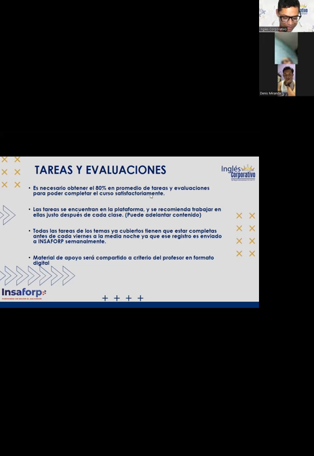Así que yo se los aconsejo, es muy importante esto. También el material de apoyo será compartido a criterio del profesor en formato digital. Un ejemplo muy claro es que, por ejemplo, yo les compartí a través del grupo la presentación que tendremos en esta clase. Eso quiere decir que usted ya tiene el material porque yo se los comparto en el grupo y también se encuentra en el manual.